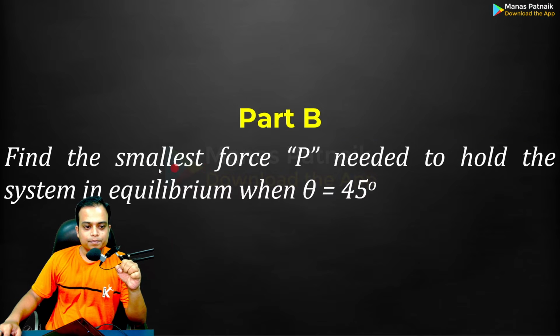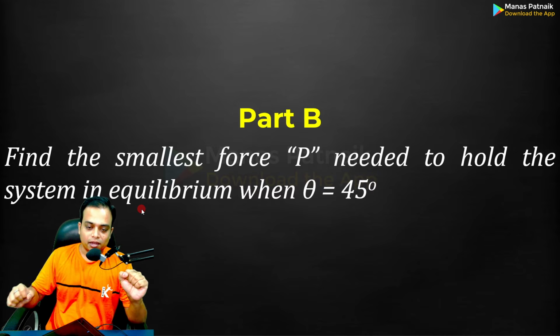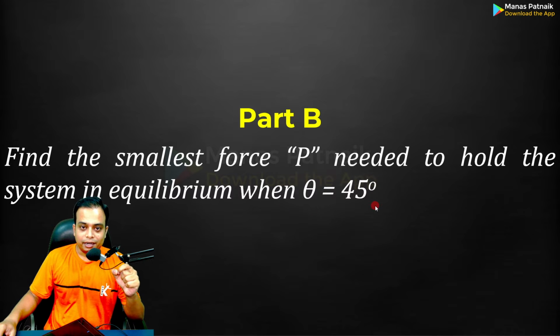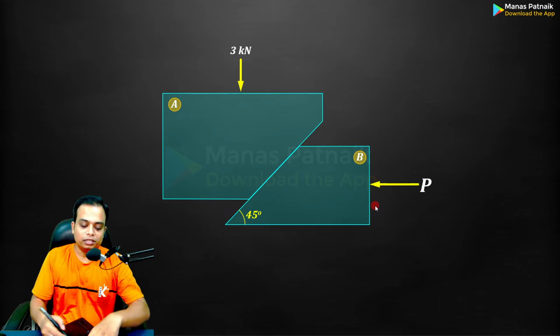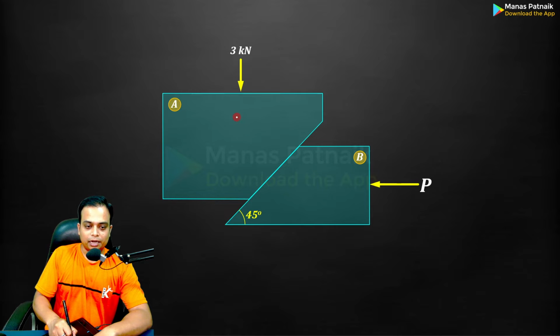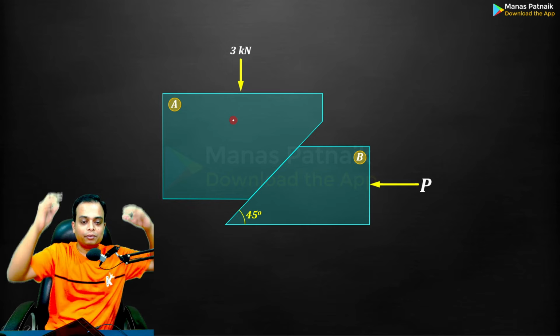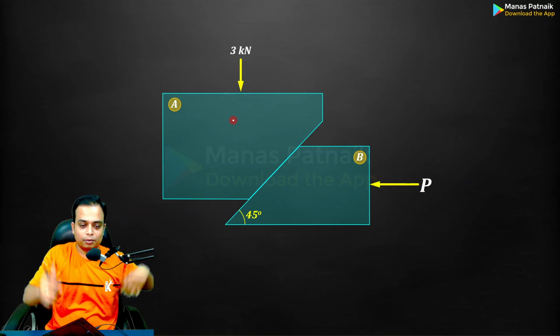In part B, we've been asked to find the smallest force P needed to hold the system in equilibrium. System ko hold karke rakhna. How will this take place? Especially when angle theta is equal to 45 degrees. So take a look. You need to hold the system together. That means, when do you have to hold something? You have to hold something when something is falling down, or it is about to crumble, it is about to fall down.